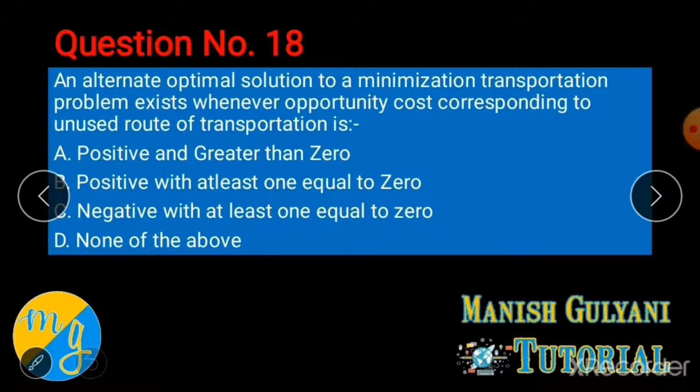Now question number 18. An alternate optimal solution to a minimization transportation problem exists whenever the opportunity cost corresponding to an unused route of transportation is: positive or greater than 0, positive with at least one equal to 0, negative with at least one equal to 0, or none of the above. If you remember, in transportation you have to make a statement of cost table. In the statement of cost table, if all your signs are positive, that is your optimal solution. If any value comes equal to 0, that is your multiple optimal solution.